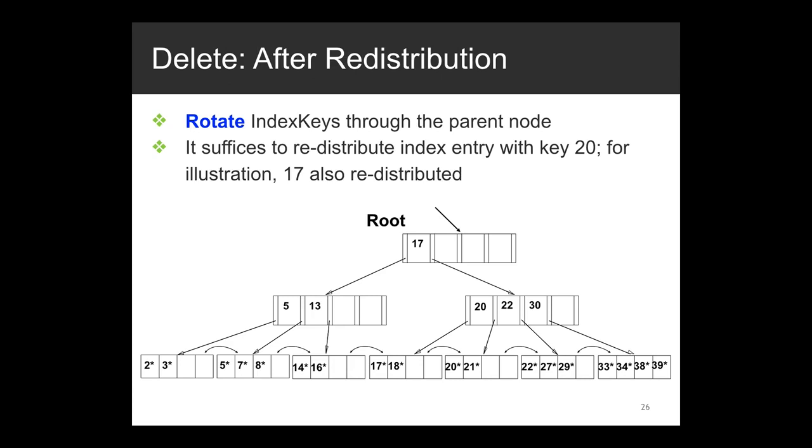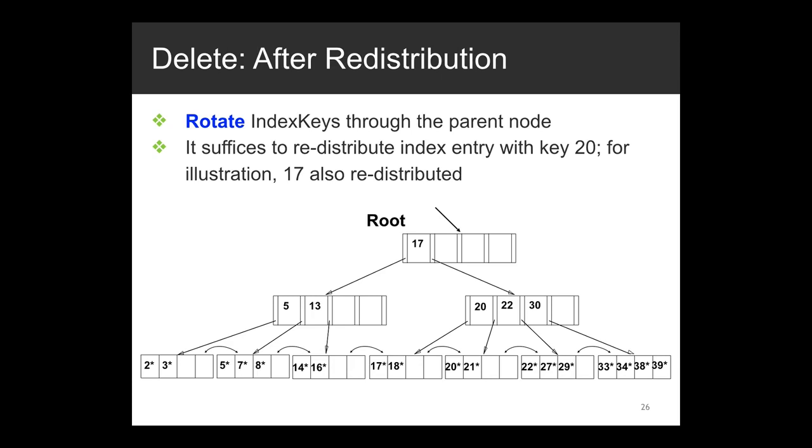Okay, does this make sense? So 20 and 22 have moved to the right sibling, and now the occupancy is at least 50% in both cases. Because 20 and 22 moved here, the parent's index key has to be updated. The parent's index key is now 17, which was the middle key. Okay, does that make sense?